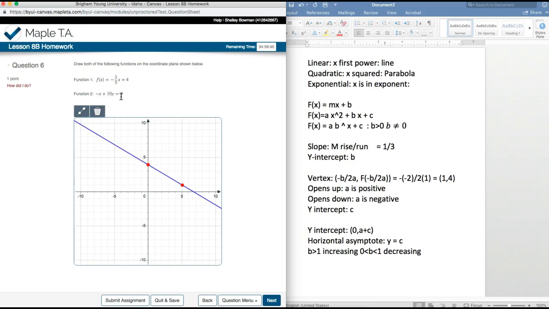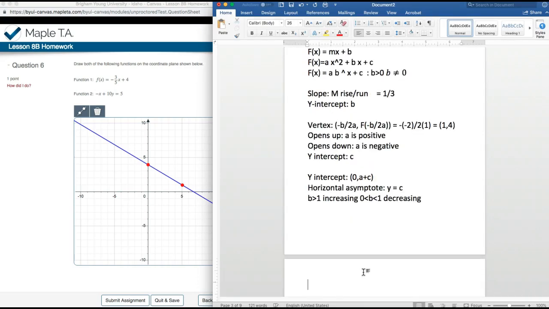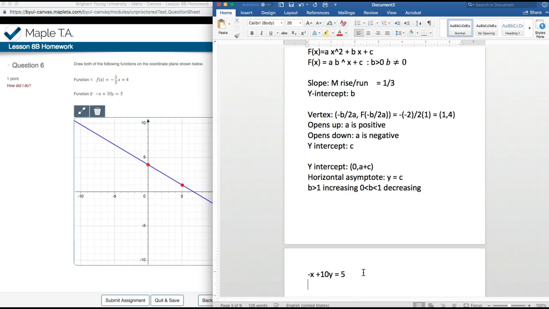So the first thing I would do is solve for y so that it matches the slope-intercept form, and it makes it really easy to find those numbers really quickly for the rise over the run and the y-intercept. Let's go ahead, let's come down here just a little bit. So I have -x plus 10y equals 5. To put this in slope-intercept form, I want only y to be on the left-hand side and everything else to be on the right.